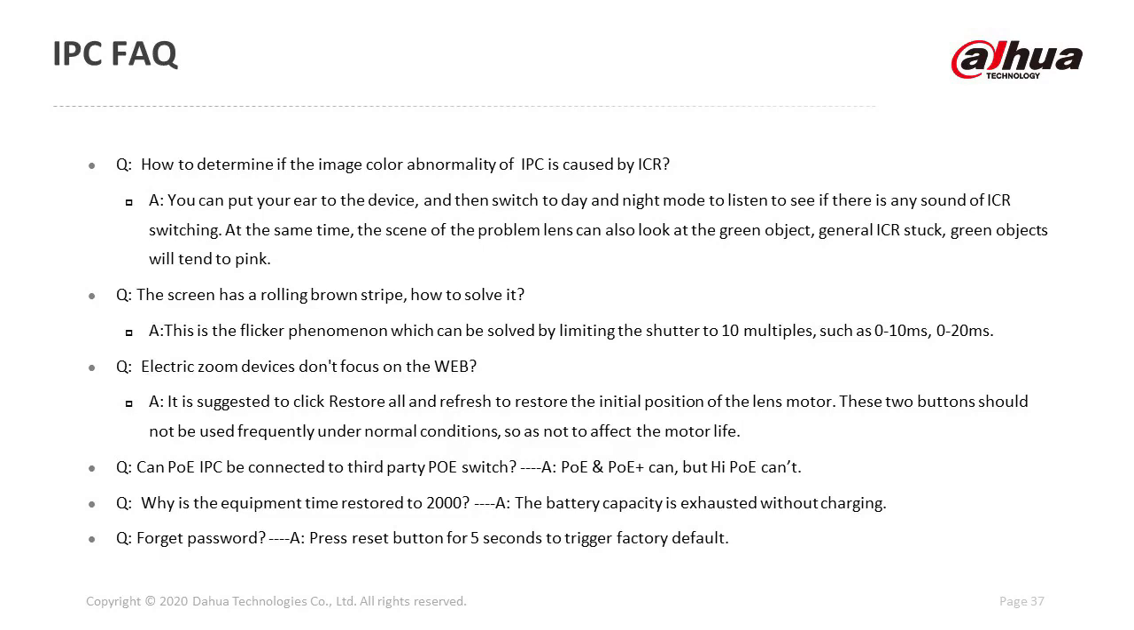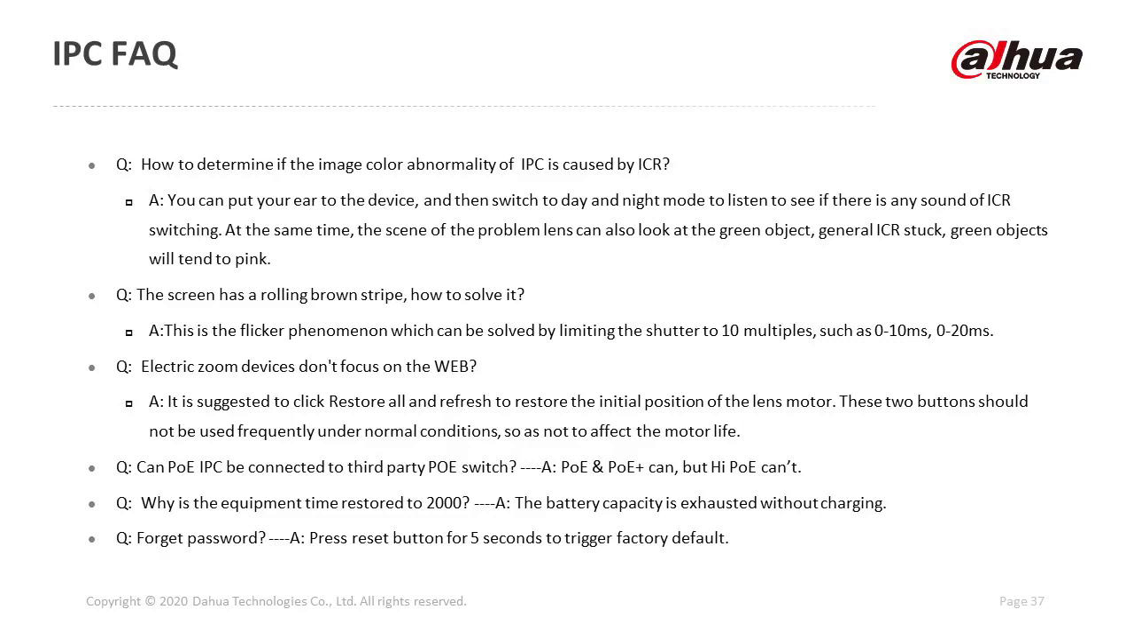How to solve it? This is the flicker phenomenon, which can be solved by limiting the shutter to 10 multiples, such as 0 to 10 ms, 0 to 20 ms. Question 3. Electric zoom devices don't focus on the web. It is suggested to click Restore All and refresh to restore the initial position of the lens motor. These 2 buttons should not be used frequently under normal conditions, so as not to affect the motor life.